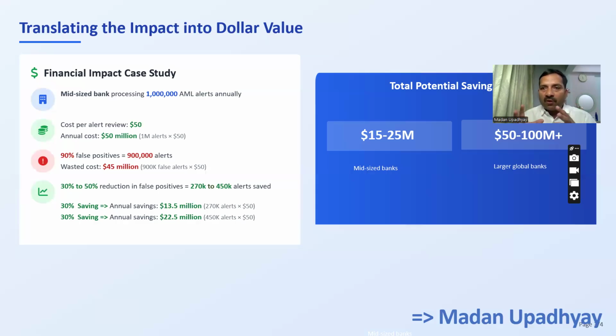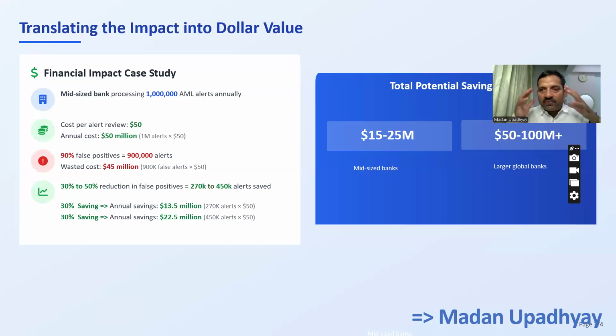Now consider 30% to 50% false positives. Where can you save value? If you reduce the 90% to 30%, that will save you approximately $13.5 million. If you scale to 50%, that will save you $22.5 million. The bottom line: for a mid-sized bank, the potential savings are 15 million to 25 million in this space. For a large global bank, it's 50 million to 100 million. That is the potential lying on the table.